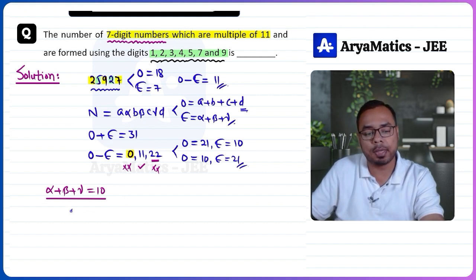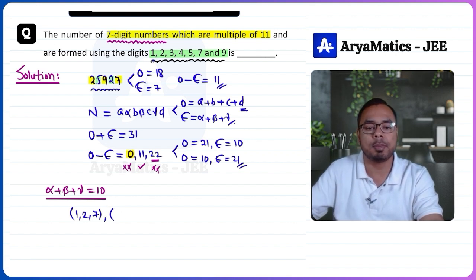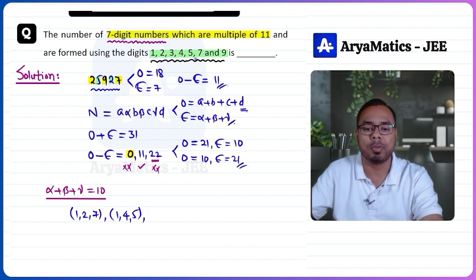So one possibility is that you can take 1, 2, and if I take 1 and 2, we get 3, we need another 7. So one possibility is that at even places, we can have 1, 2, 7 and the remaining 4 digits at odd places. Another possibility: instead of 1, 2, if I take 1, 3, we need 6, which is not there. Next, we can take 1, 4, and another 5. So this will be the next possibility. 1, 5 will be 6, so we cannot take any other number.